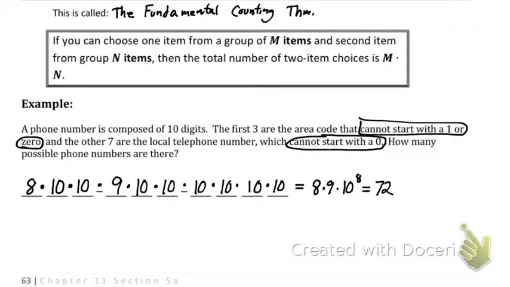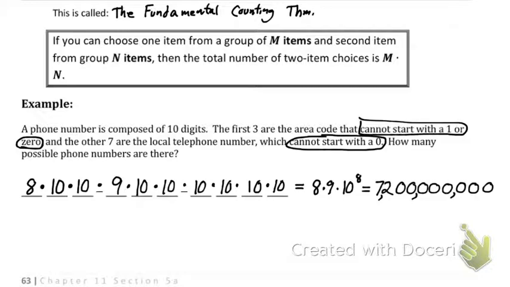When you multiply by 10, you add 1 zero. When you multiply by 80, you add 8 zeros. So we're going to have 72 followed by 8 zeros: 1, 2, 3, 4, 5, 6, 7, 8. So we're going to have 7,200,000,000 possible combinations.